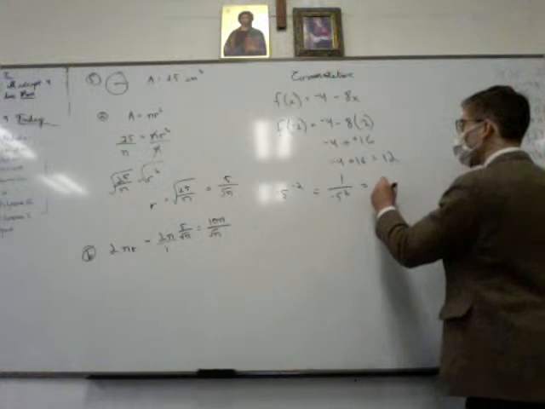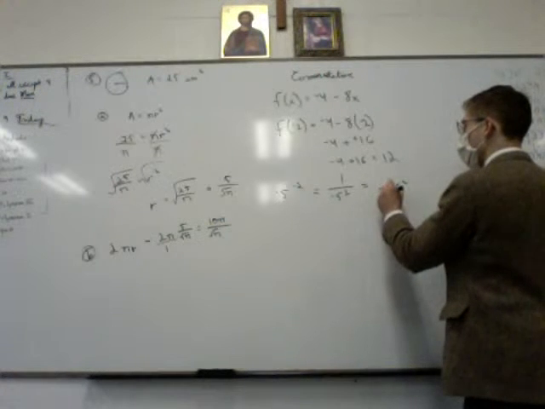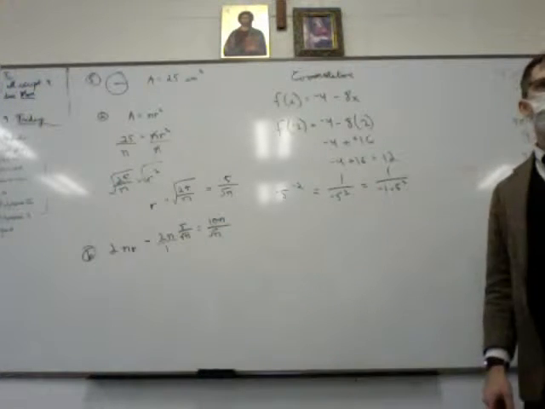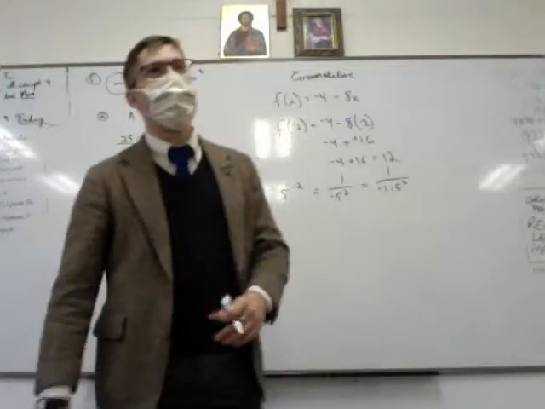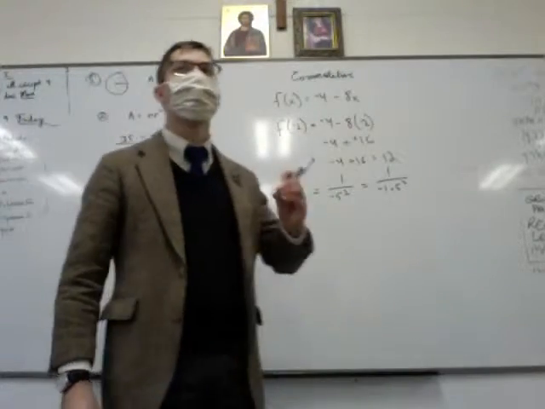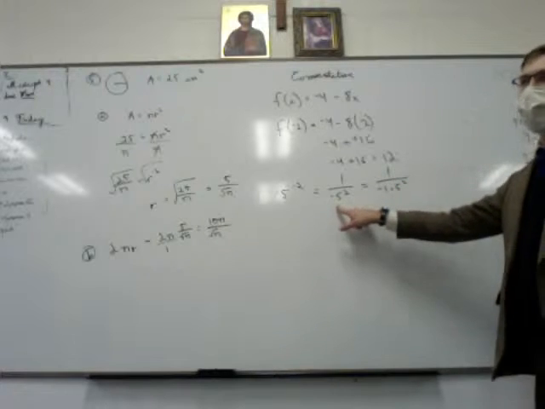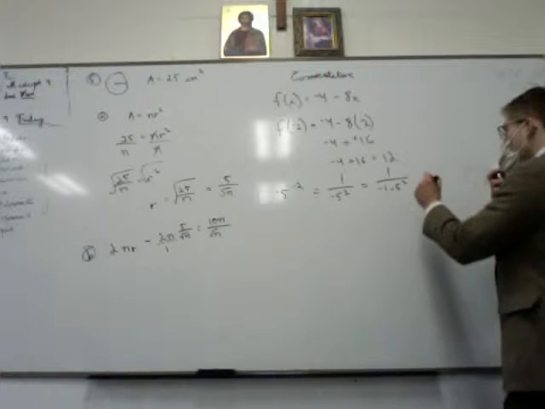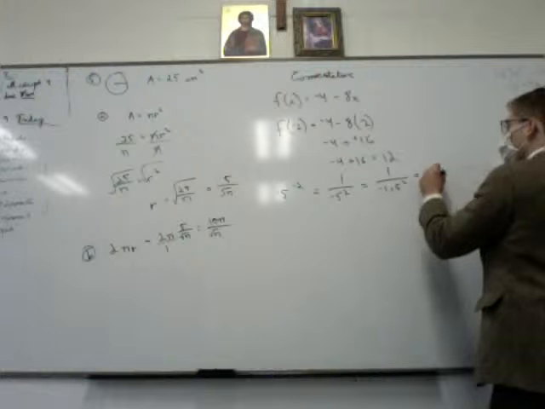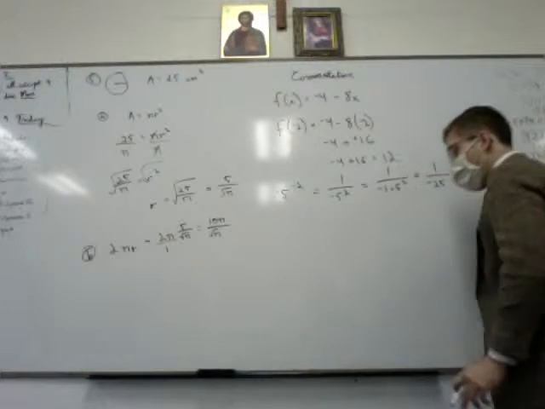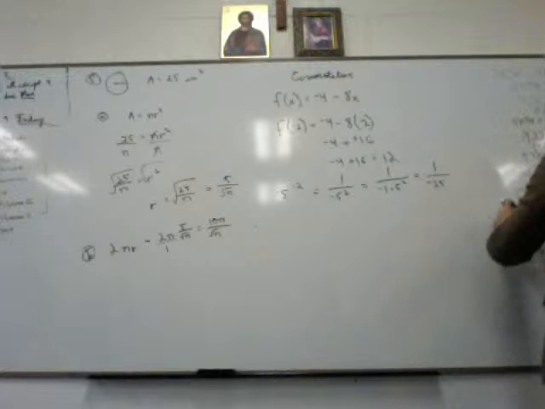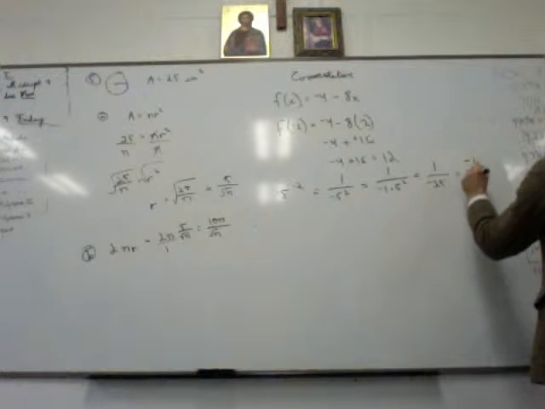Remember, what this means is negative 1 times 5 squared. That's what that means. The exponent comes before the multiplication. First we square 5, we get 25, then we multiply it by negative 1. So you could have written 1 over negative 25, you could have written negative 1 over 25. Any of these is fine.